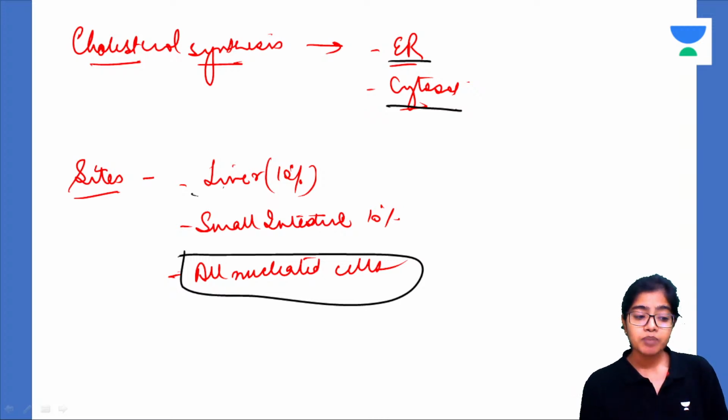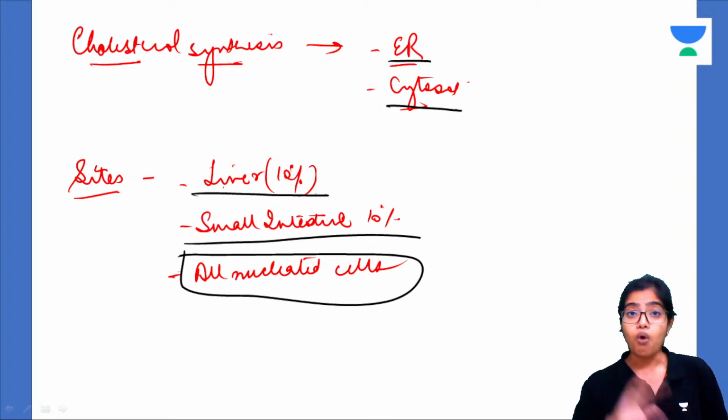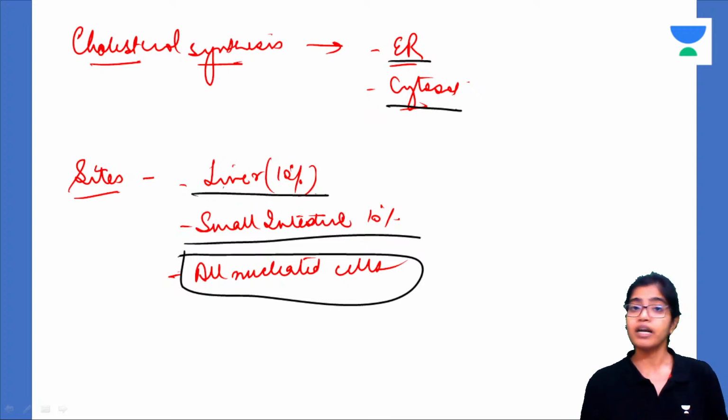About 10% of the cholesterol synthesis takes place in the liver and 10% in the small intestine. So you see, out of all the nucleated cells in the body, about 10% takes place in the liver and another 10% in the small intestine. So this is a huge amount, isn't it?